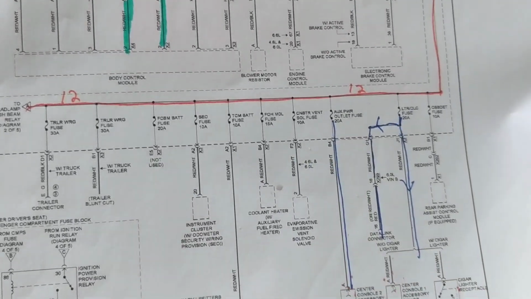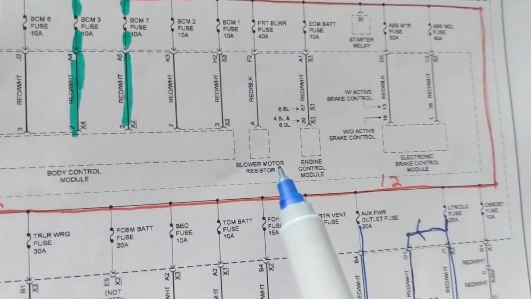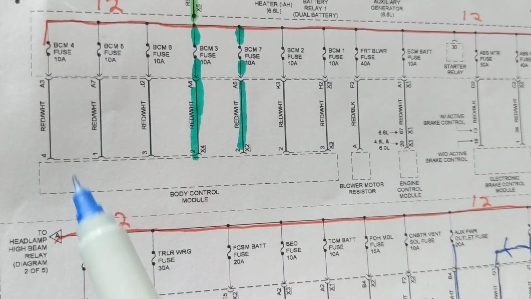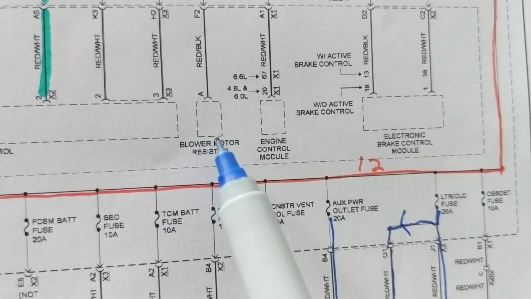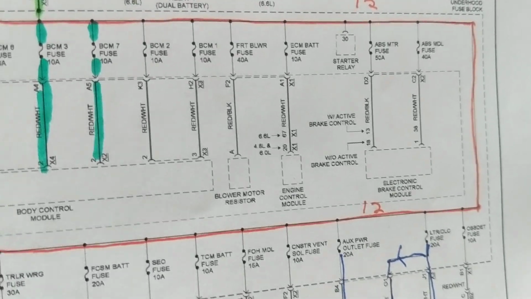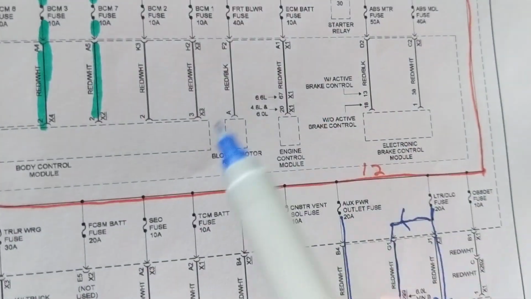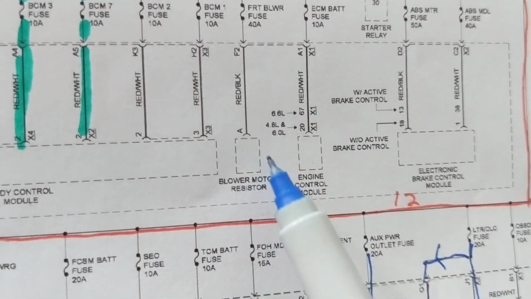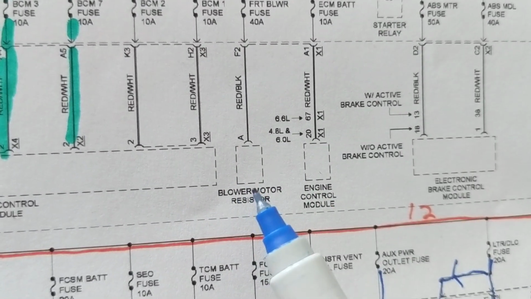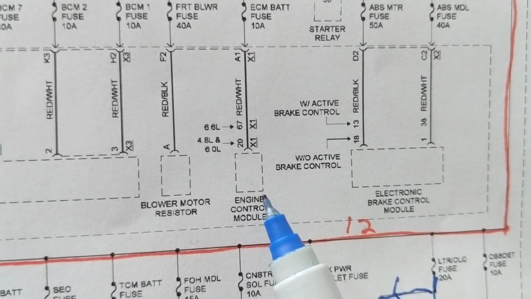As you can see, why? Because there are many fuses. And why is that? Because there are many modules. So, like we said before, this dotted line represents a module. This represents also a unit, a blower motor resistor. Whenever you have problems with the speeds of the blower fan and it only works on high, it doesn't work on the other speeds, this is the culprit over here. So the blower motor resistor is a unit. The engine control module is a module also.